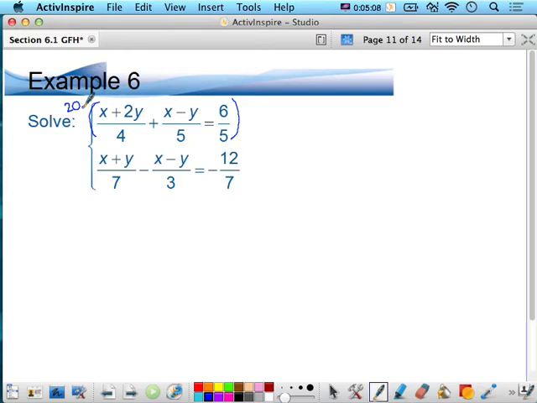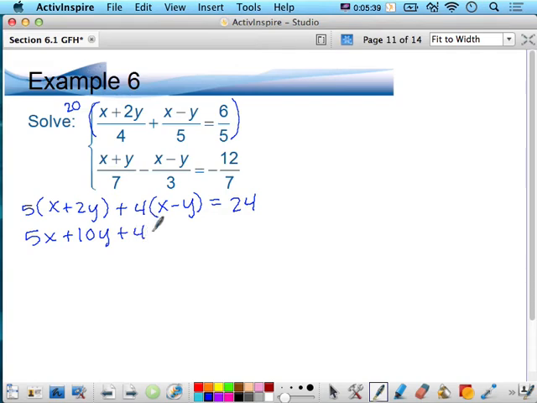The 20 and the 4 reduce to 5. So I have 5 times x plus 2y plus the 20 and the 5 reduce to positive 4. And I have 4 times x minus y equals 20 divided by 4 divided by 5 is 4, and 4 times 6 is 24, right? Okay, so I still have to work on that a little bit more. If I work on that a little more, I have 5x plus 10y plus 4x minus 4y equals 24. So now we're looking at 9x plus 6y is equal to 24.